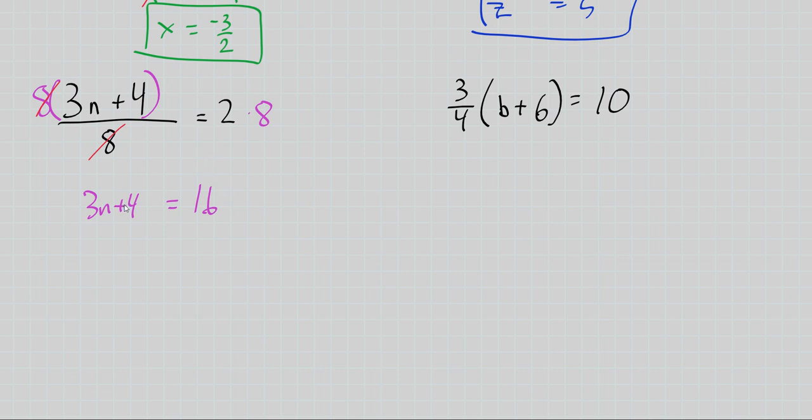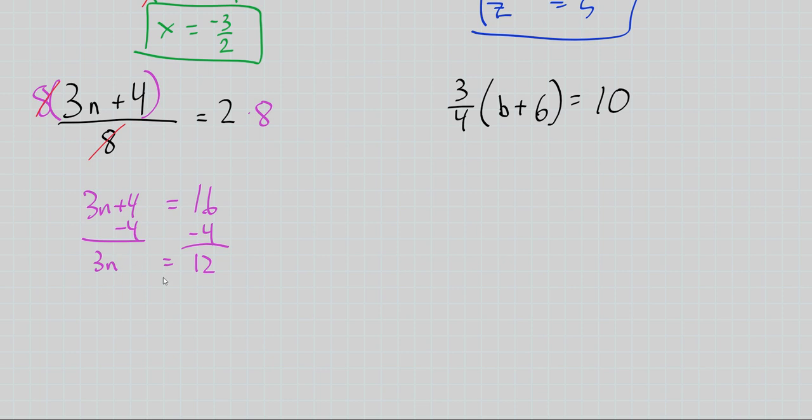Is my variable alone yet? No, there's still 2 more things to do. So I'm going to take this 4 and get rid of it. Subtract 4, subtract 4. We only want one term with a variable in it, and we want it on one side of the equal sign. Dealing with the coefficient can come last.